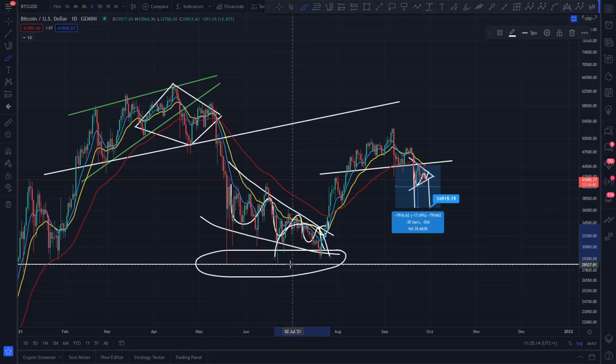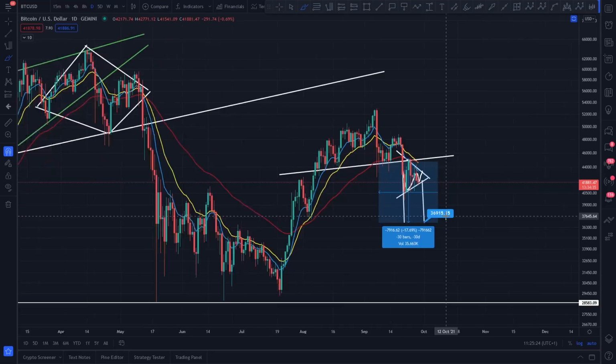You got a beautiful double bottom down here, okay, with a low and then a higher low, and there was a divergence as well, a bullish divergence. So this is what we're looking for. Okay, this is what we're looking for. I think it's coming, but again, I've not got a crystal ball.